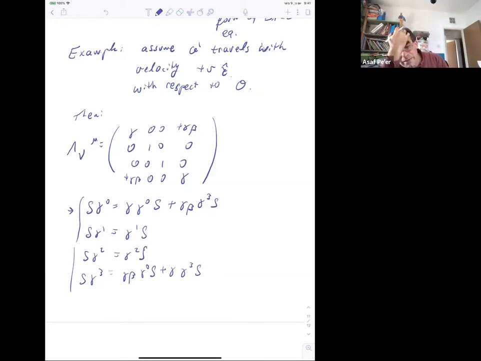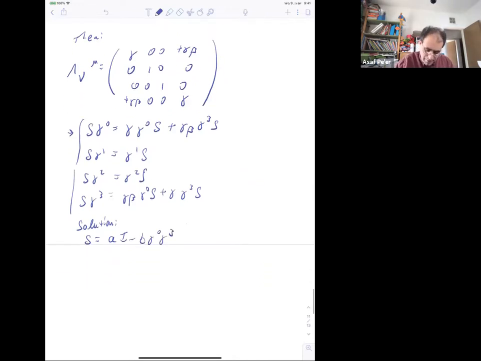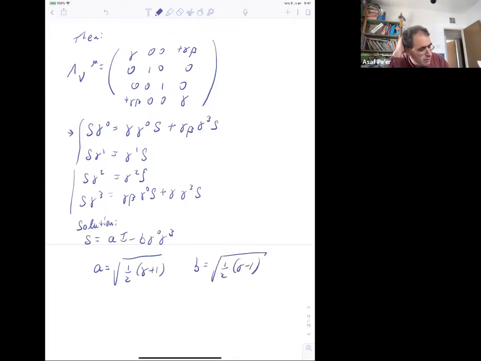Now we have to plug in the values of the gamma matrices inside, and you would get a solution. You can trust me on that. The solution would be S would be A I minus B gamma 0 gamma 3, and A is just the square root of one half gamma plus 1, and B is the square root of one half gamma minus 1. So if you plug in these solutions, then you find that this solution satisfies all the conditions here.